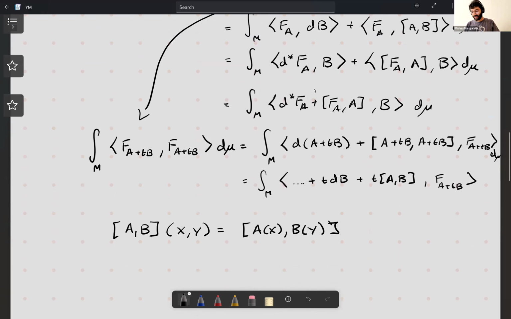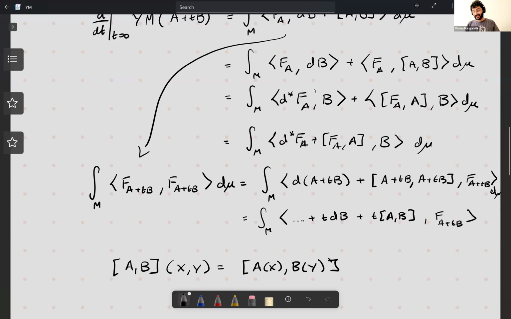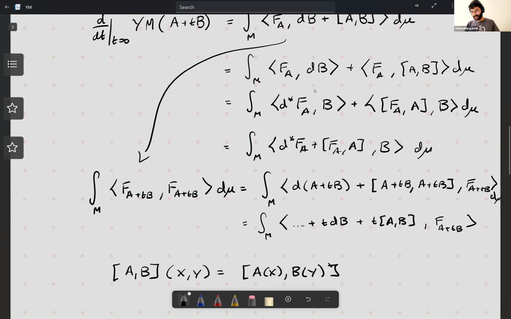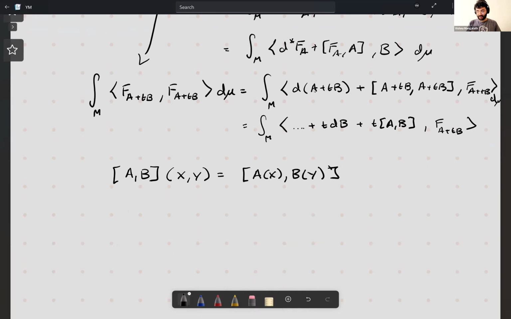Anyway, you can continue. I'm not actually sure, so it's a bit confusing to me. But either way, I just care about the highest order term for this calculation. So where was I? Okay, I'm writing this thing down. It may not be slightly correct, but at least the highest order term I know is correct. It's D star FA plus FA comma B.